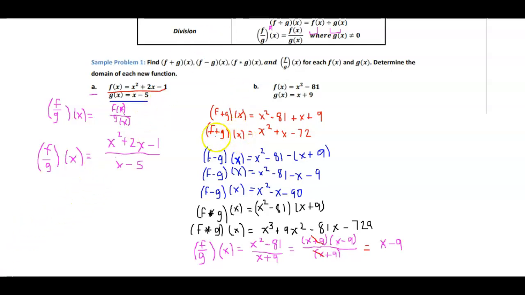Did you get for f plus g of x, x squared plus x minus 72? Down here for f minus g of x, you should have gotten x squared minus x minus 90. For f of x times g of x is x cubed plus 9x squared minus 81x minus 729. The last one, guys, you should have gotten x minus 9 when you simplified it for f divided by g of x.